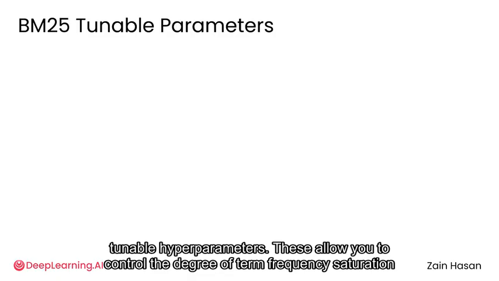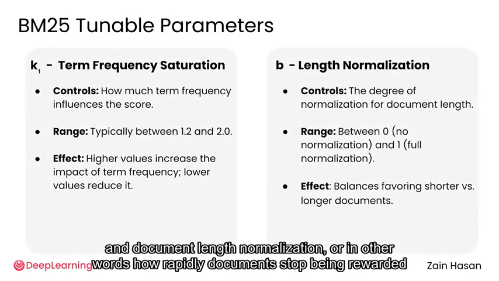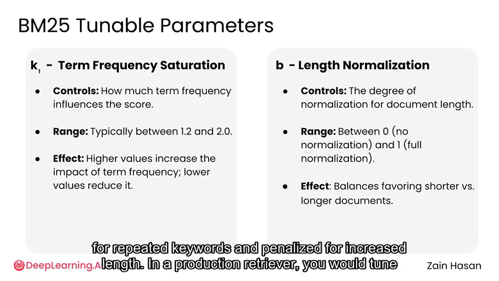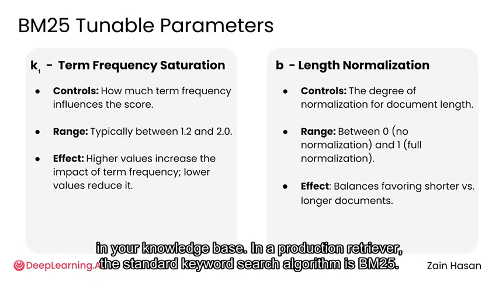These allow you to control the degree of term frequency saturation and document length normalization, or in other words, how rapidly documents stop being rewarded for repeated keywords and penalized for increased length. In a production retriever, you would tune these hyperparameters in order to land on an overall scoring system that best fits the data in your knowledge base.